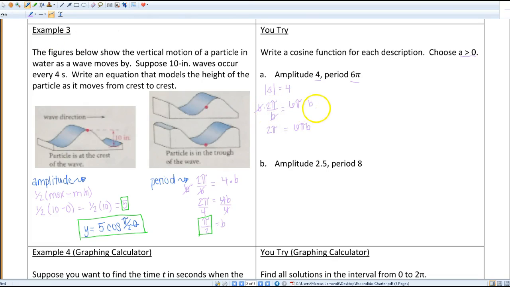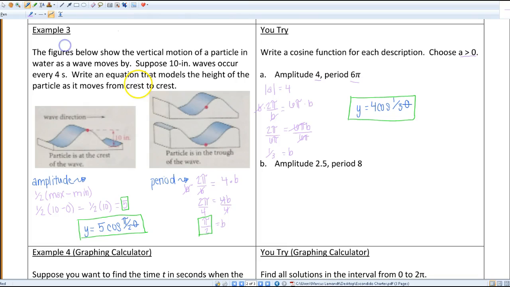I multiplied both sides by b, the b's cancel out, so now I have 2 pi equals 6 pi b. I divide both sides by 6 pi. 6 pi's cancel out over here. 2 pi over 6 pi reduces to 1 over 3. So my a is 4 and my b is 1 over 3, which means that my equation is y equals 4 cosine 1 over 3 theta.